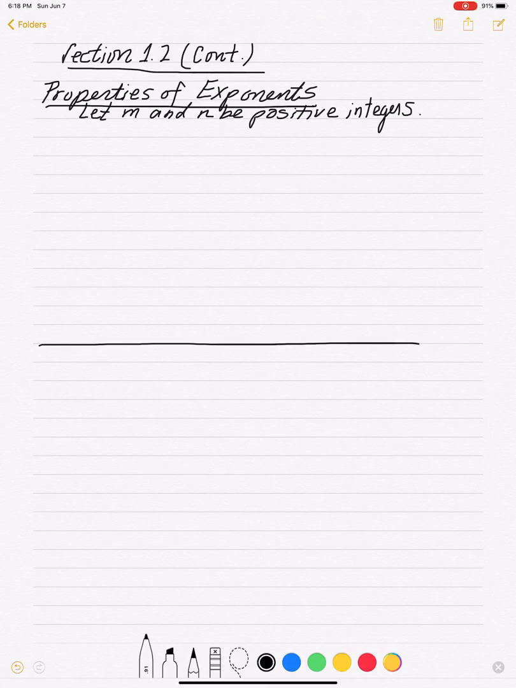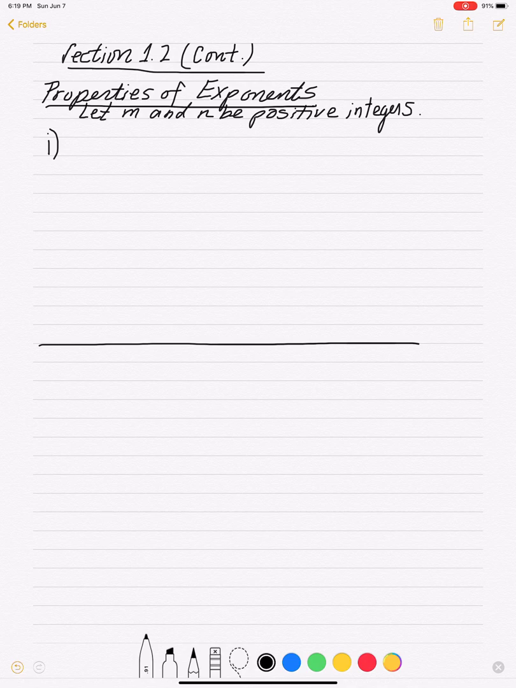We want to look at properties of exponents. So we introduced the definition of an exponent, and we were able to exponentiate certain numbers. Now we want to actually look at some properties of exponents. These are very important. Let's say you've got m and n. M and n are positive integers. Again, positive integers are counting numbers that are positive, like 1, 2, 3, 4, and so on. So here's our first property.